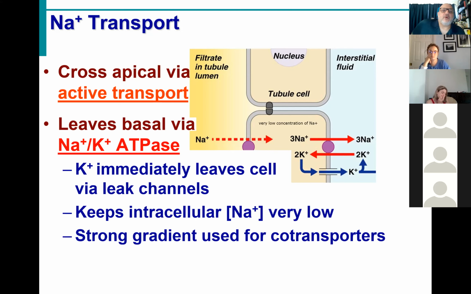All right, questions on this sodium transport? One of these three transport mechanisms is very likely to be an essay question. So again, let's make sure we understand this as we move forward.